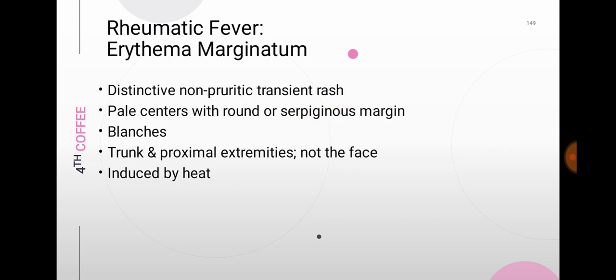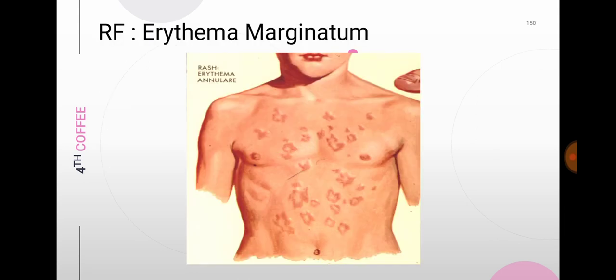Your erythema marginatum is a distinctive non-pruritic transient rash. It has a pale center and serpiginous margins. It's like a snake. It blanches when you apply pressure, and it's just seen on the trunk, not on the face. It is induced by heat. So this is how it looks. It's pale with a serpiginous border, and it's more on the trunk without rashes on the face.